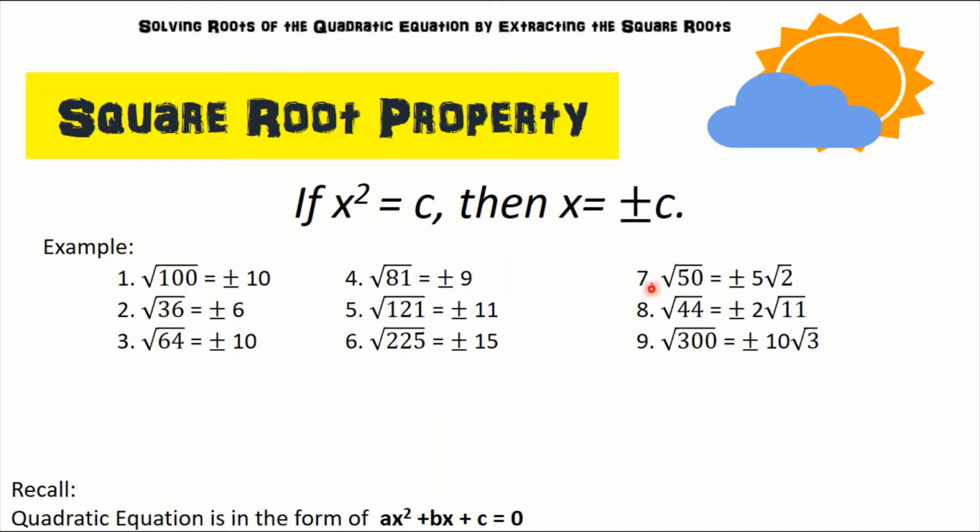And for numbers 7, 8, and 9, ito naman ay mga hindi perfect square number. Though kahit hindi yan perfect square number, we can simplify those radicals.